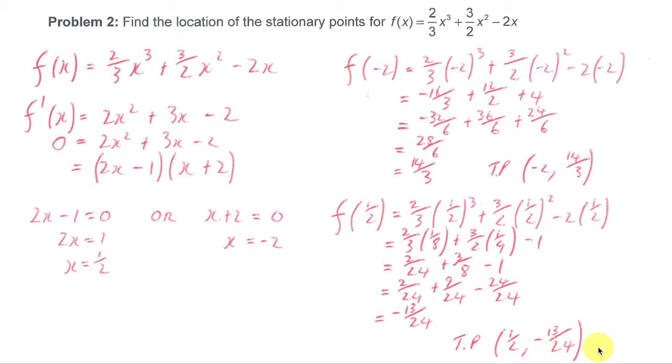Please notice that when you're listing your stationary turning points, you need to write it in this format as a point in brackets. Again, the question did not ask me to determine the nature, it just said the location. If I wanted to determine the nature, then I'd have to create some sign diagrams for each of these points, and I'd make use of the derivative to determine that shape.